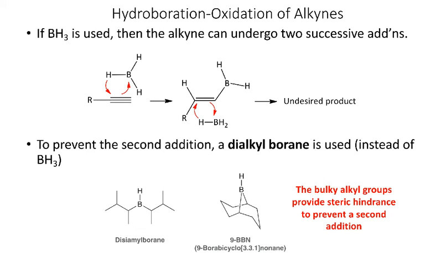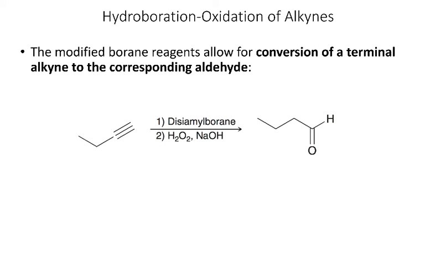Now it turns out if we use borane, BH3, to do the hydroboration, we actually get two successive additions. And oftentimes that's not what we want. So to only get one addition, we often use a dialkyl borane. And so you'll see as our reagents, rather than BH3 when we do these reactions with alkynes, one of these two as our reagents. All right, so when we use these modified reagents, we get the desired aldehyde.